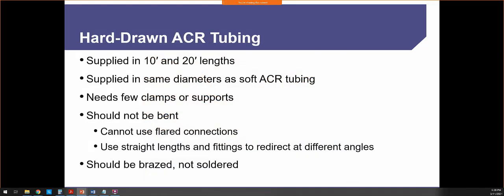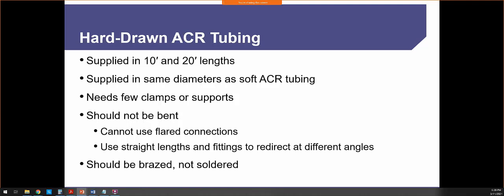All right, we also have hard-drawn ACR tubing, supplied in 10 and 20-foot lengths. The 10 is manageable, 20 foot is extremely long, so if you're working on a commercial application and you're going over long distances, you may use that 20-foot length. Supplied in same diameters as soft ACR tubing. So if I need to connect a tubing or something and I need some flexibility, I can use that coiled up tubing to make it work.